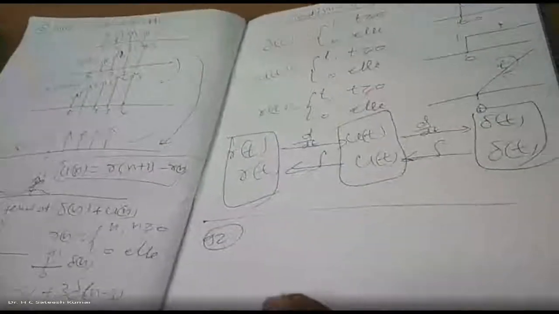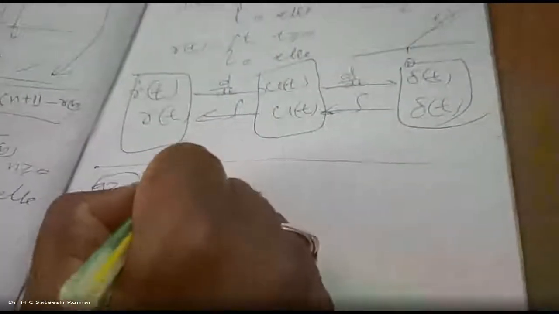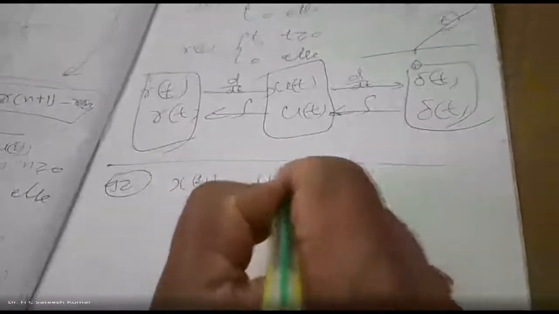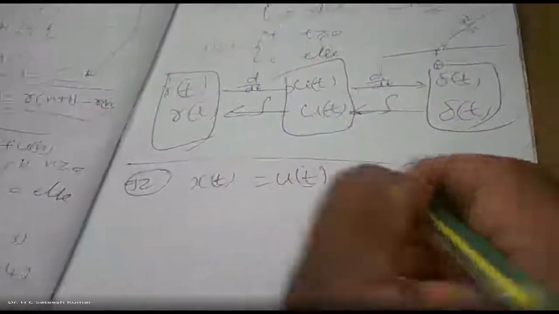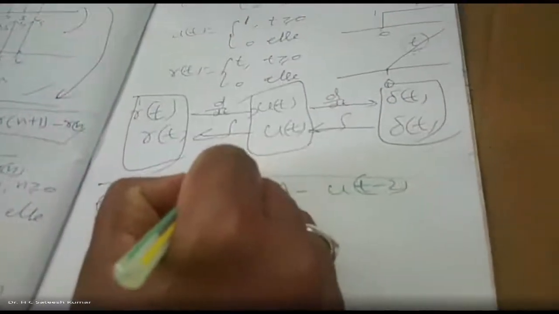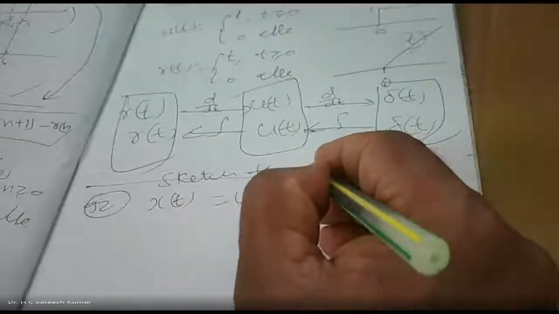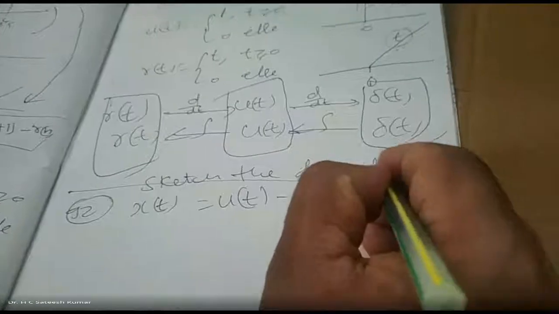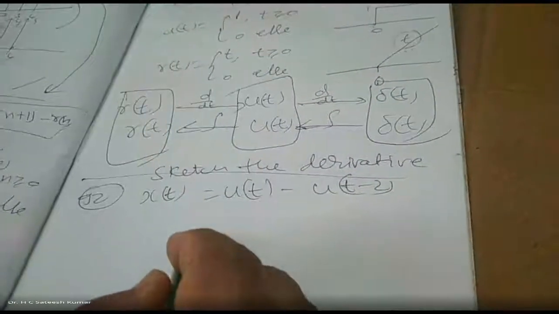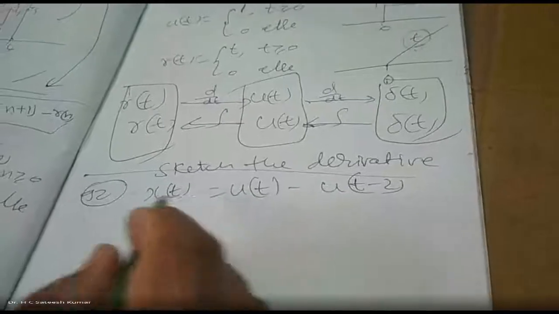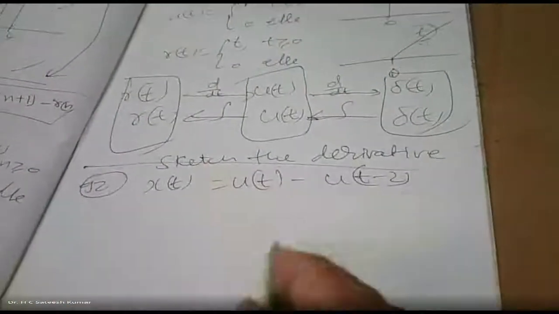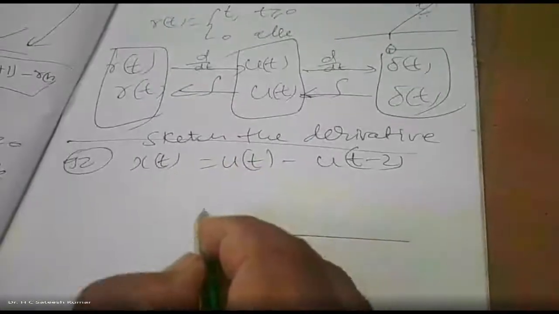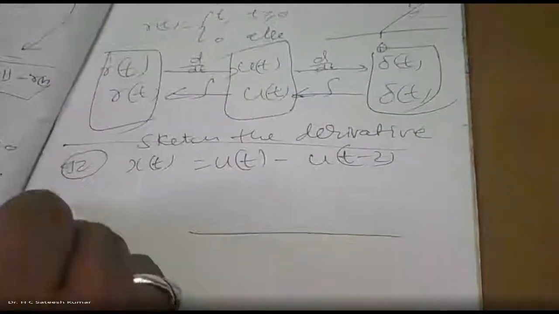This is 91, 92. Sketch the derivative of the signal x of t is equal to u of t minus u of t minus 2. Sketch the derivative, not the signal. In some of the examination problems, I have seen that they ask to sketch the signal and its derivative. Both you should do. No problem, we can sketch both of them. First you sketch this one, u of t minus u of t minus 2.